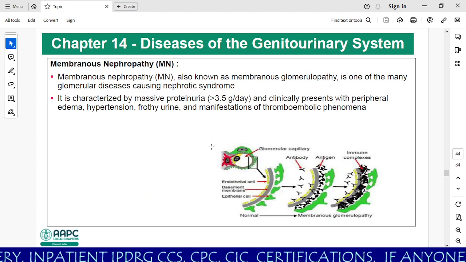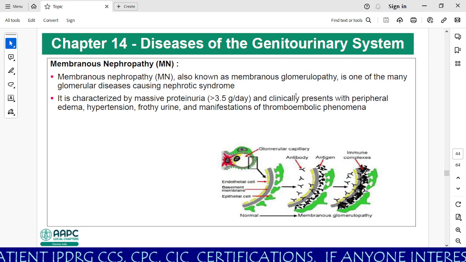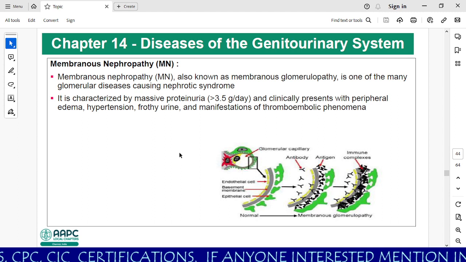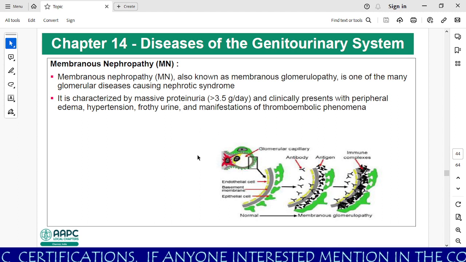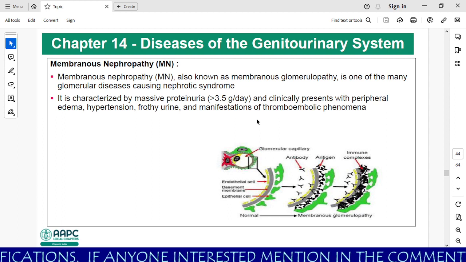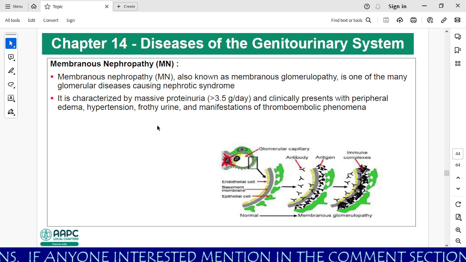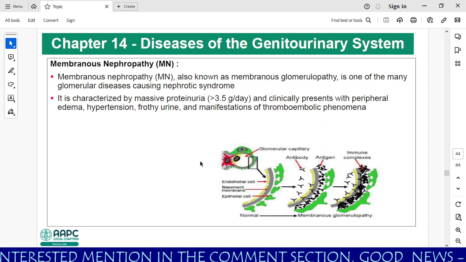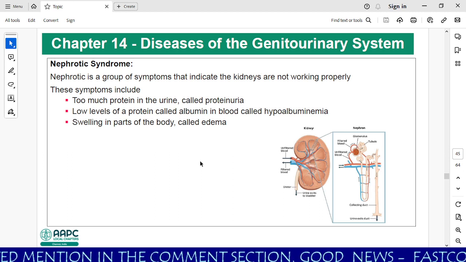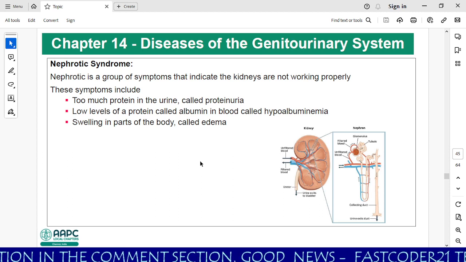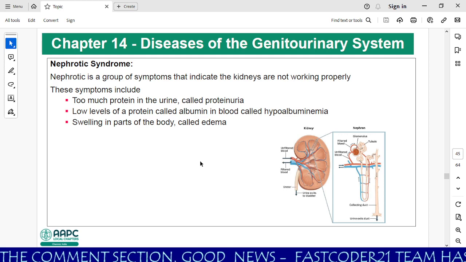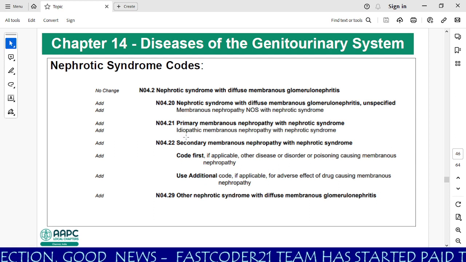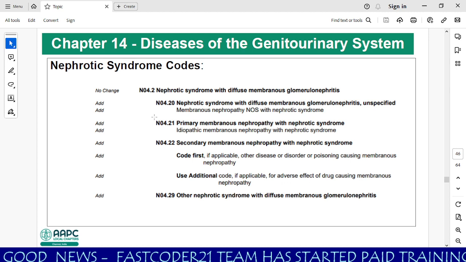So next they have added membranous nephropathy, also known as membranous glomerulopathy, one of the many glomerular diseases causing nephrotic syndrome. It is characterized by massive proteinuria, and what is proteinuria? Protein in the urine, and it clinically presents with peripheral edema, hypertension, proteinuria and manifestation of thromboembolism. Next one is nephrotic syndrome. Nephrotic syndrome is a group of symptoms that indicate the kidneys are not working properly. So these are the symptoms for that one. So these are the new codes. So these all are new CCs for inpatient coders.